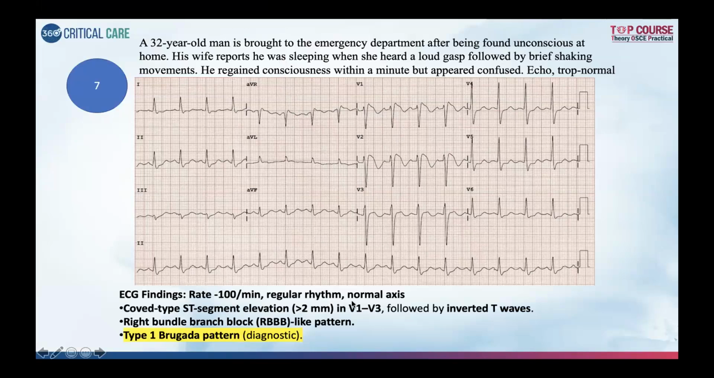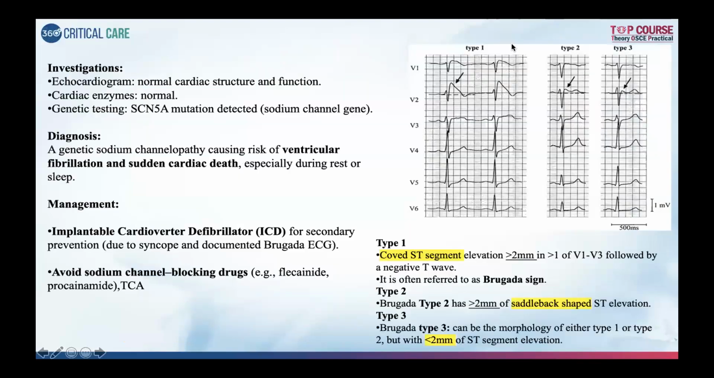Rate 100, regular rhythm, normal axis, and you find some curved ST elevation. Okay, is it normal? No, it is a curved type ST elevation in typical V1 to V3 leads, followed by inverted T waves. It looks more like a Wellens, but it is not. There is also an RBBB pattern in this. Okay, this is Brugada type 1. Here you find one more important thing is echo is also normal in this.